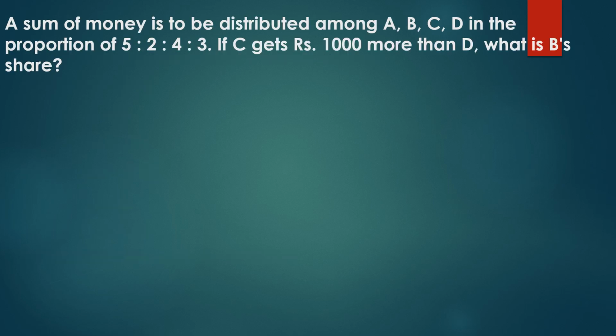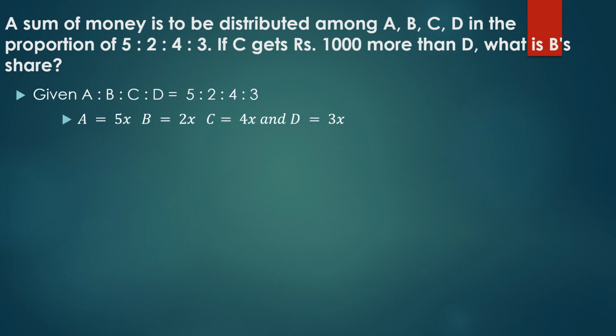A sum of money is divided among A, B, C, D in the proportion 5 is to 2 is to 4 is to 3. If C gets 1000 more than D, what is the share of B? So here, each value of the ratio 5 is to 2 is to 4 is to 3, and therefore the value of A will be 5x, B will be 2x, C will be 4x, and D will be 3x.